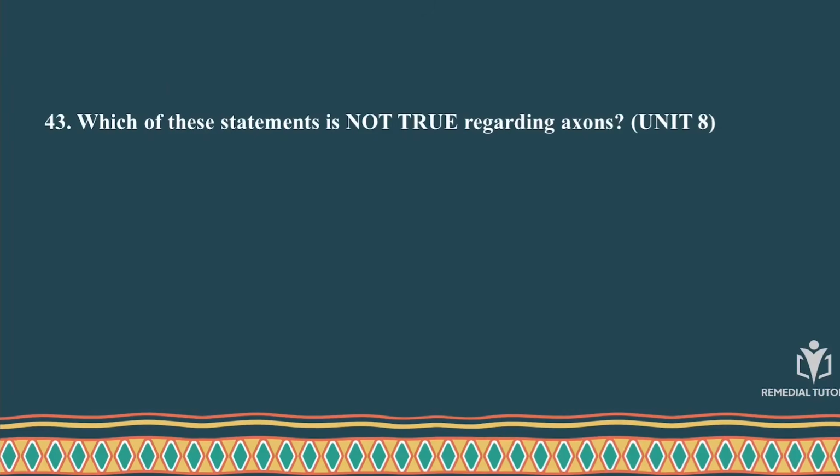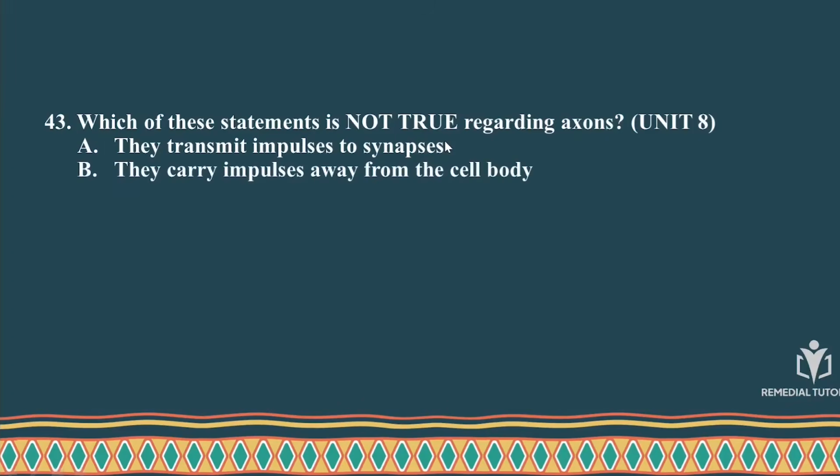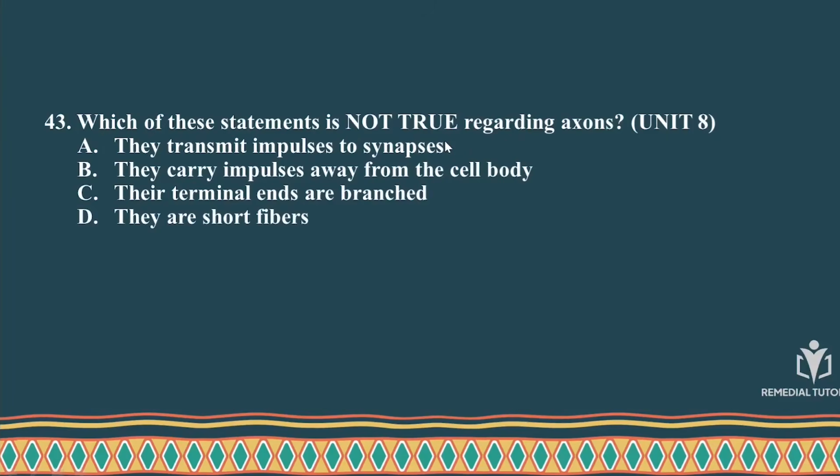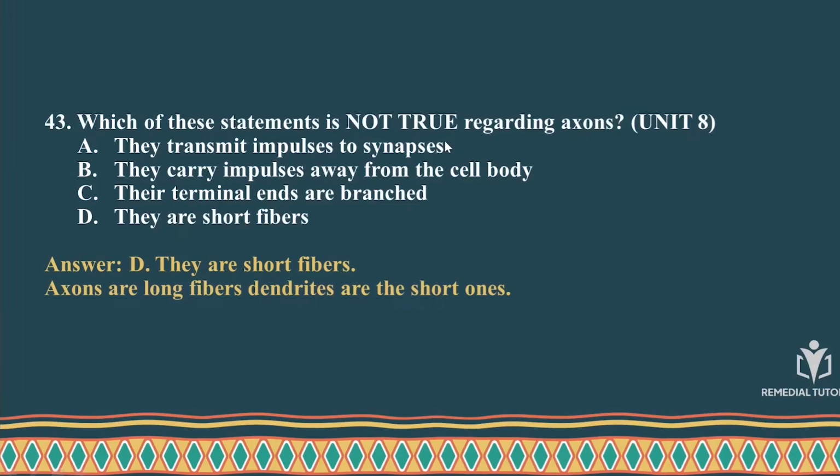43. Which of the following statement is not true regarding axons? Not true. They transmit impulses to synapses. They carry impulses away from the cell body. Their terminal ends are branched. They are short fibers. Not true. Axons long fibers ናቸው። Dendrites are the one with short fibers.